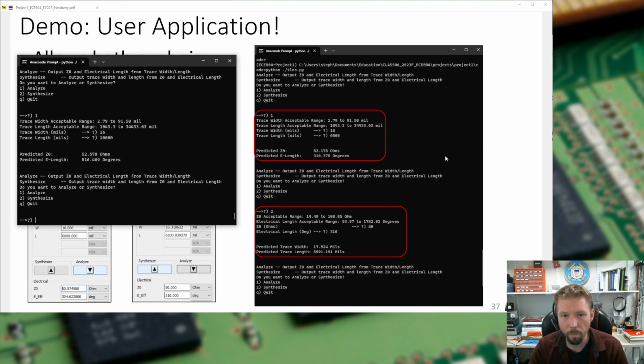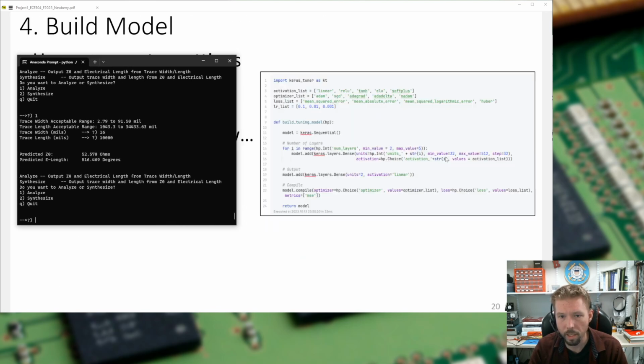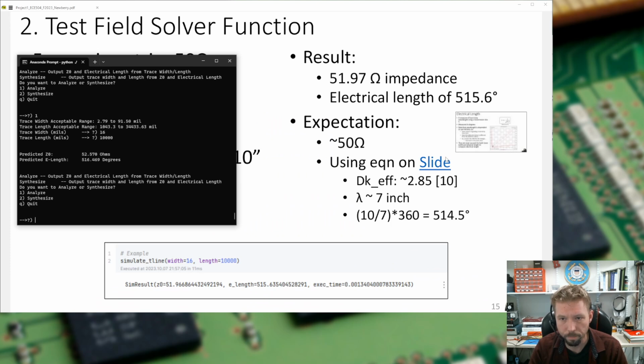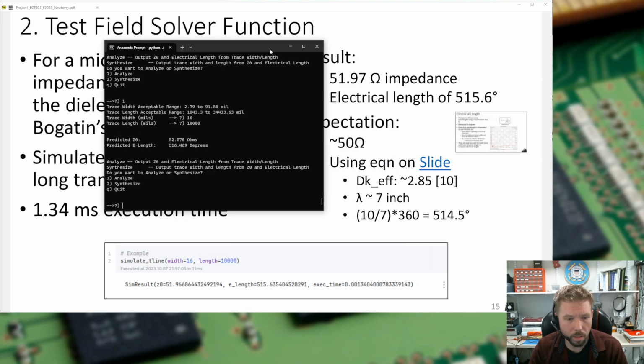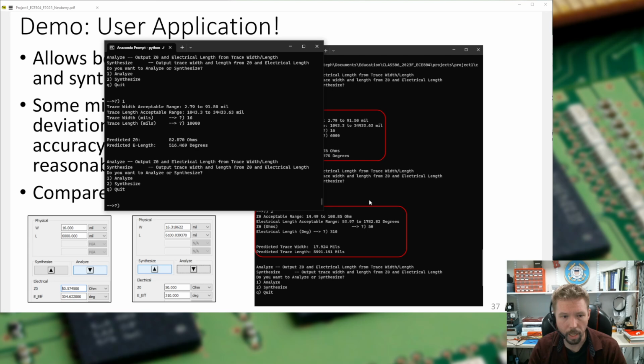Now I want to just jump back to the slide at the beginning when we tested our function. This was the same data that we used to simulate when we tested our field solver function. So we put a 16 mil width and a 10-inch length into our field solver, and our result there was 51.9 ohm, compared to the machine learning model at 52.57. And we were getting 515.6 degrees simulated, 516 degrees predicted. So I'm relatively happy with that.